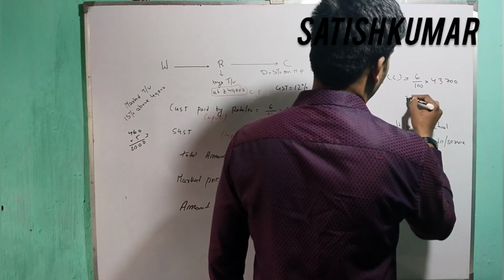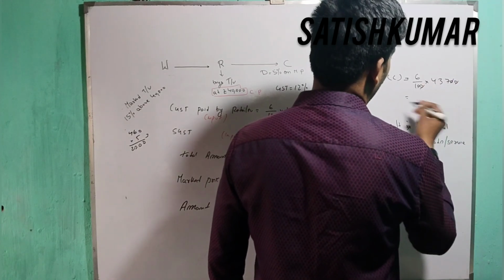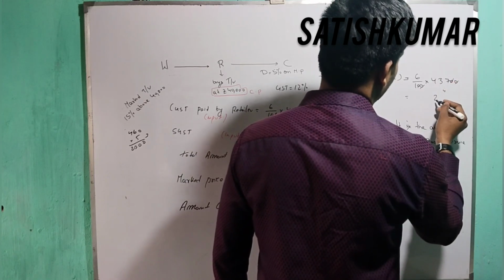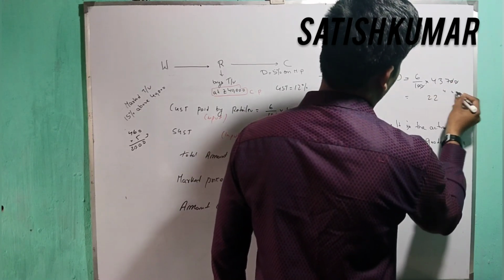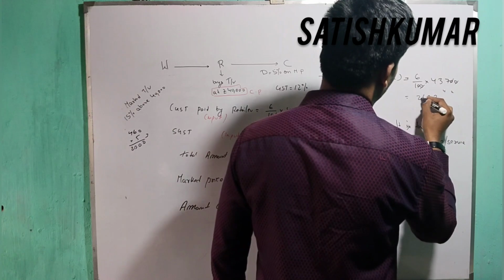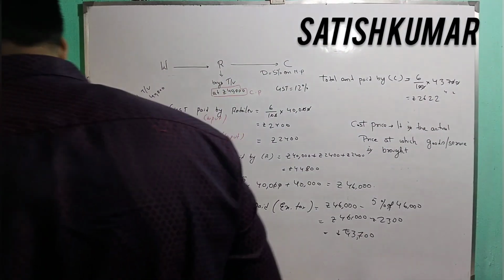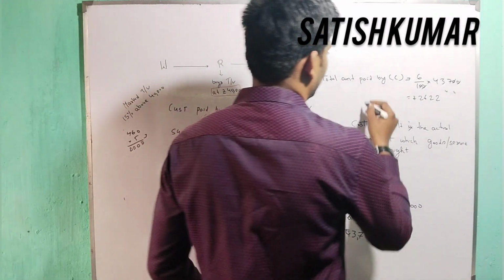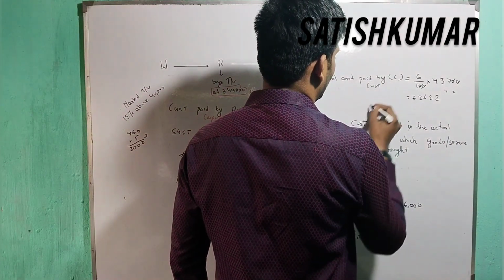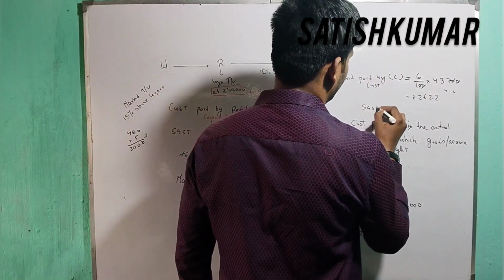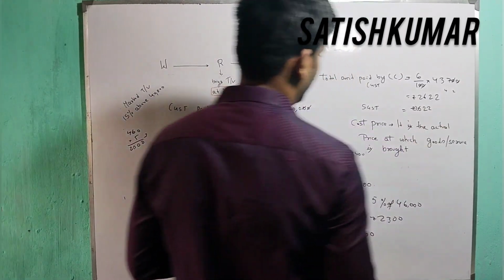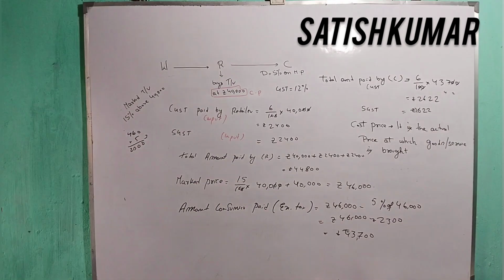43,700. So 0 zeros cancelled. So multiply 7 6 42, 2 4 6, 3 18, 18 4 22, 2 6 24, 5 6. So 2622 is the tax price which he has paid. In case of CGST and SGST also the same amount, rupees 2622. Okay, understood?